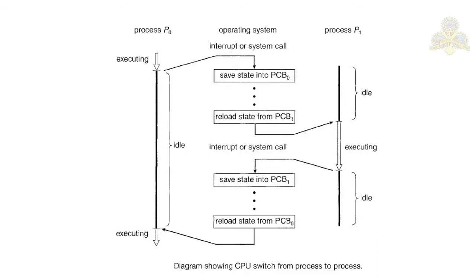Its speed varies from machine to machine depending on your memory speed, the number of registers that must be copied, and the existence of special instructions, such as a single instruction to load or store all registers. Basically, the speeds would be a few milliseconds.